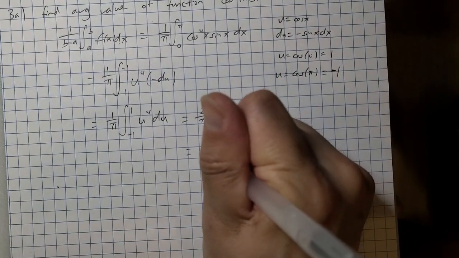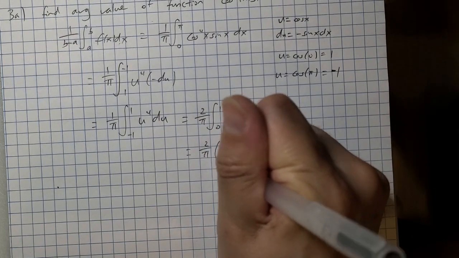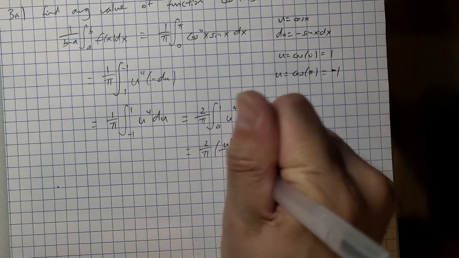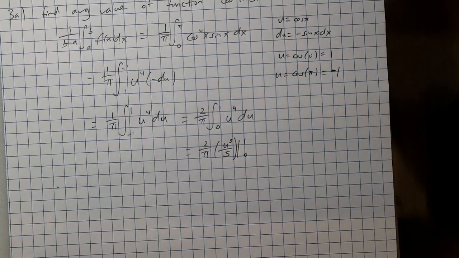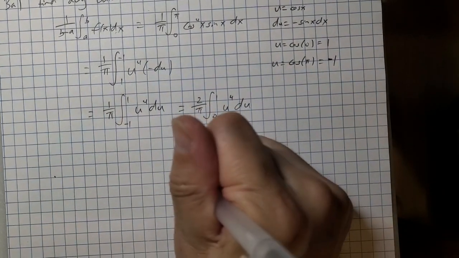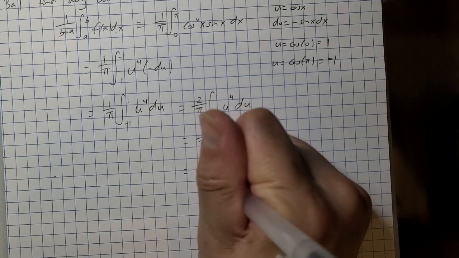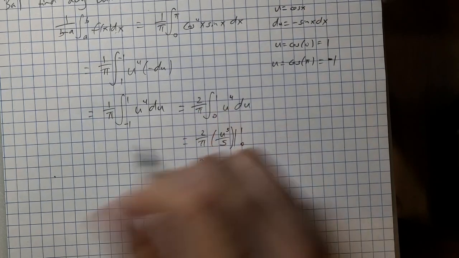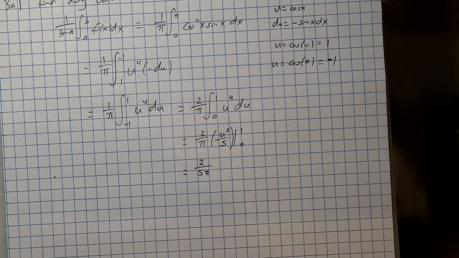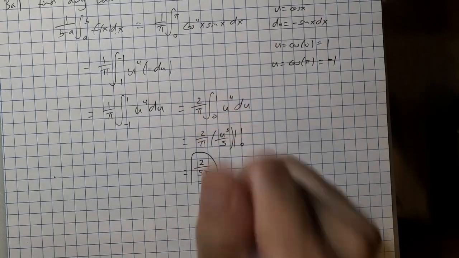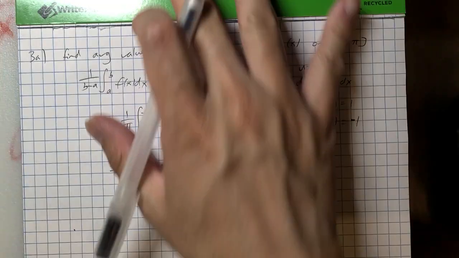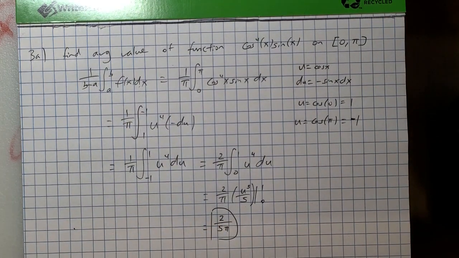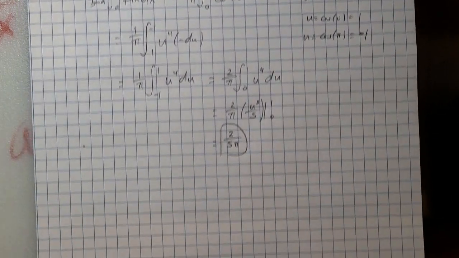This is 2 over pi times u to the 5th over 5, evaluated from 0 to 1. This is just 2 over 5 pi. Let me check that's the answer. Yes. Okay, so that's how we solve that. Just have to remember what average value is. And then the integral was quite easy to solve.